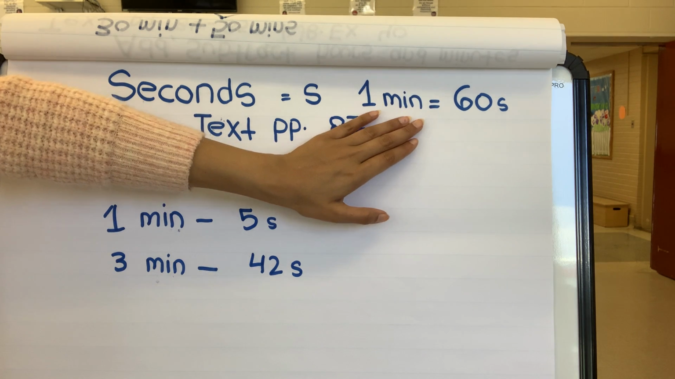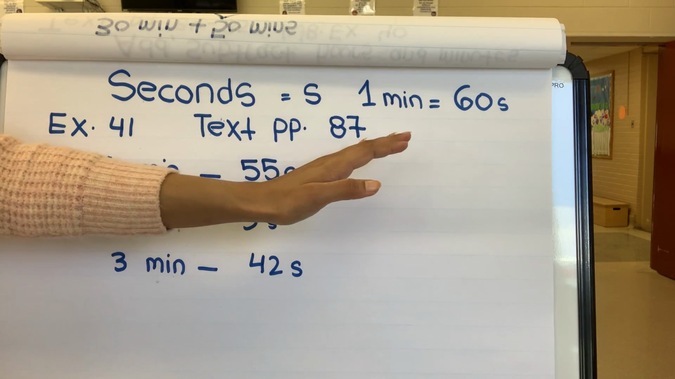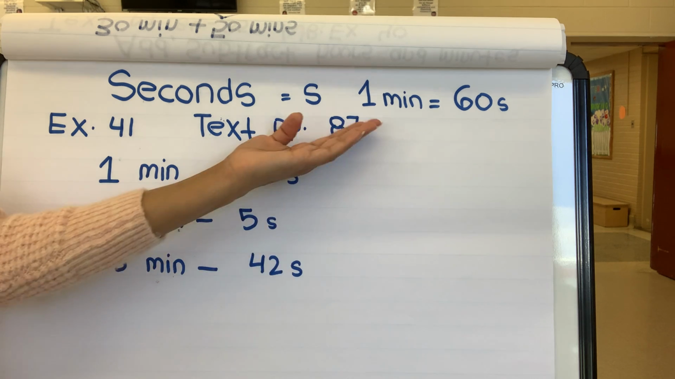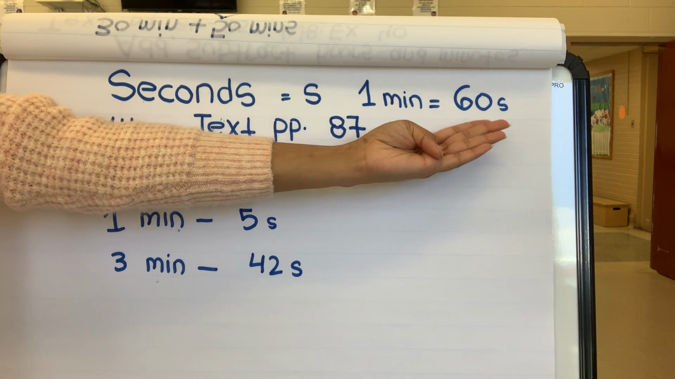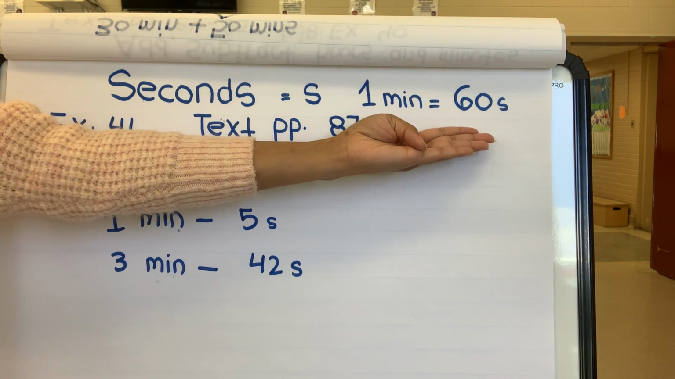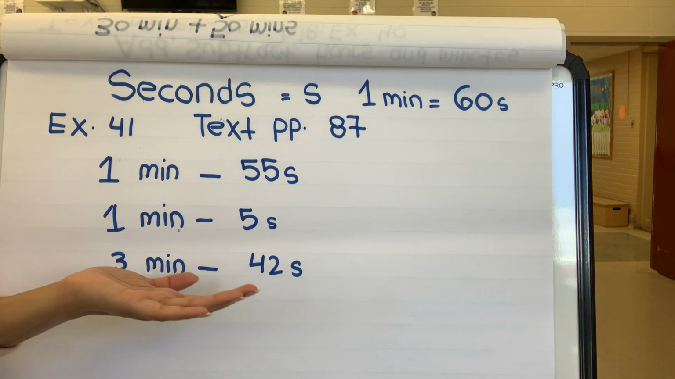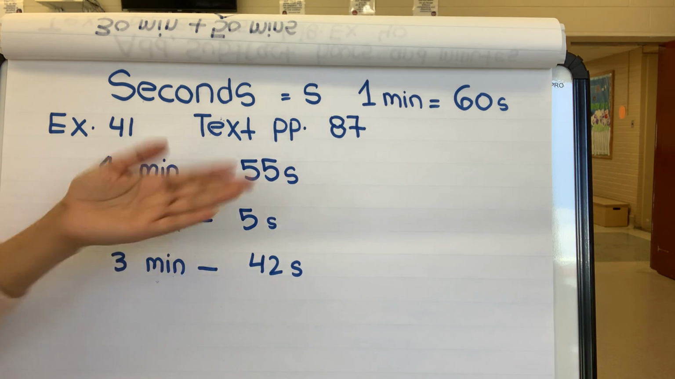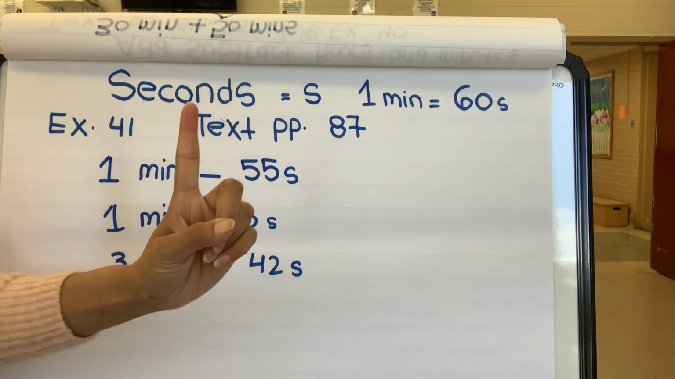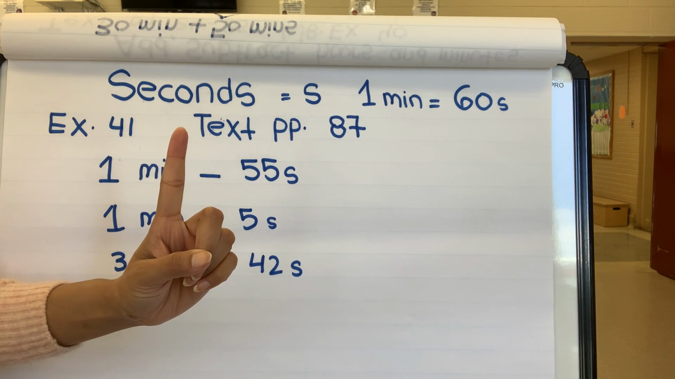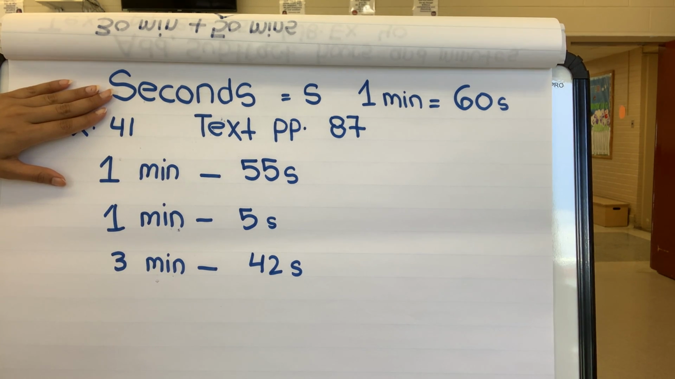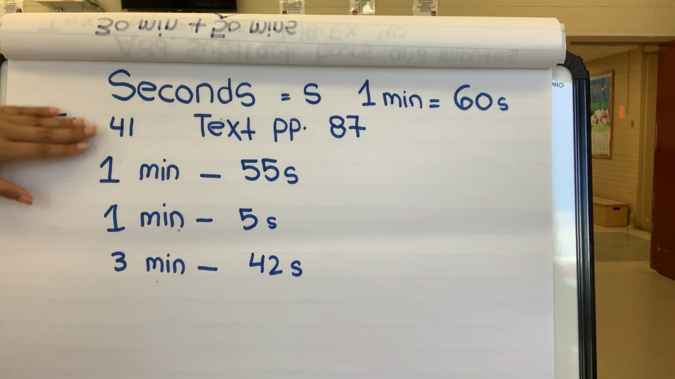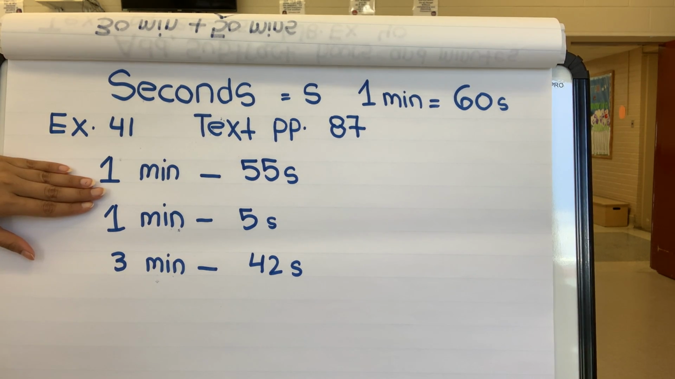If we need to measure time which is less than a minute, we would call those seconds, okay? So we use seconds to measure time that is less than a minute. And as I mentioned earlier, there are 60 seconds in 1 minute, okay? So in this lesson, in your exercise, you'll be looking at how do we subtract seconds from minutes.